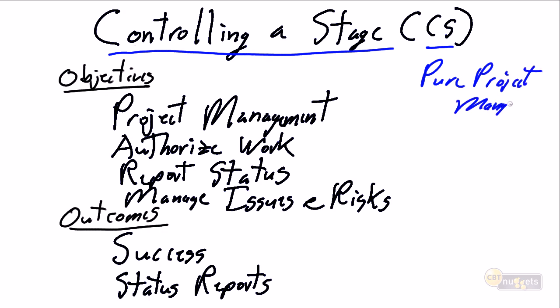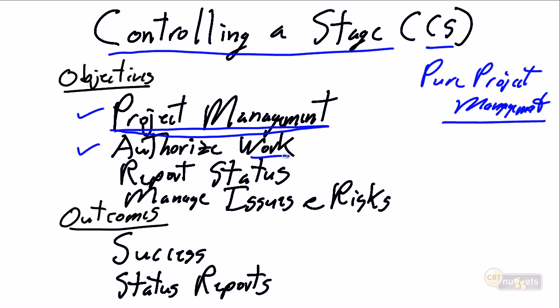So everything we're going to discuss in this nugget is either going to be done directly by ourselves as the project manager on the project or done by another member of our project management team, but it all ultimately resides in the responsibility of the project manager. So the objective of controlling a stage, I'm going to really oversimplify and say the objective of controlling the stage is project management.